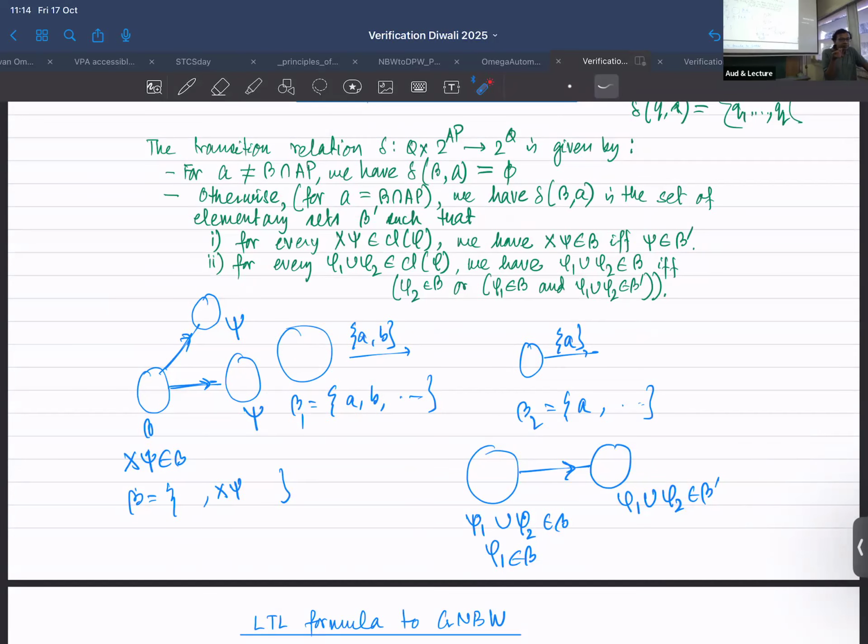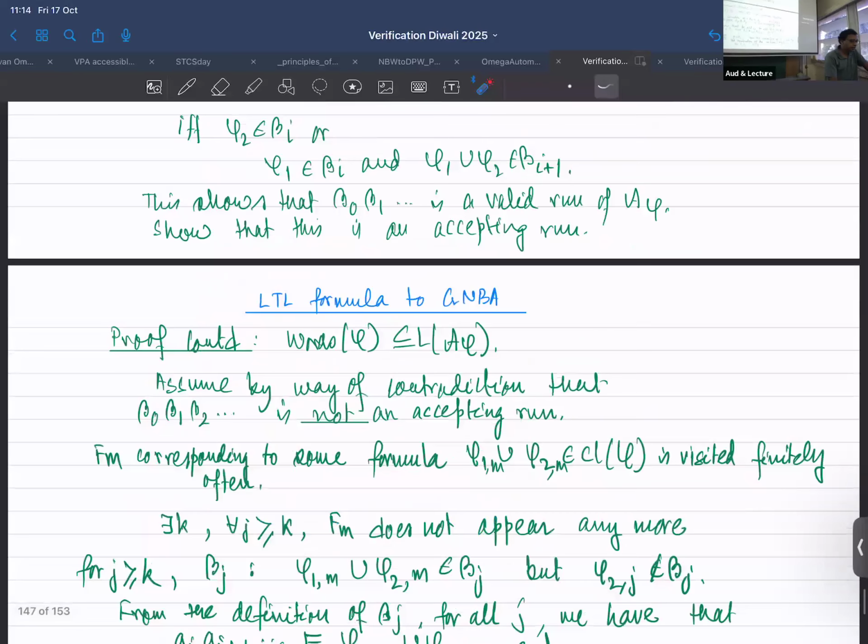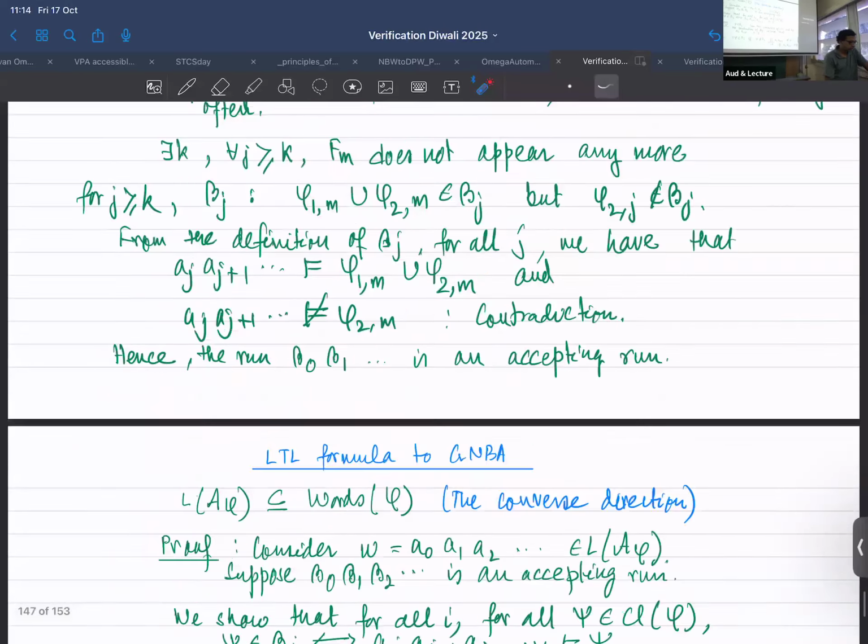So we have some saving. Earlier, we were saying 3 raised to n. If you are smarter, you may get n times 2 raised to n, because it's a very weak alternating automaton. But here it directly gives you 2 raised to n, and we'll show a matching 2 raised to n lower bound.